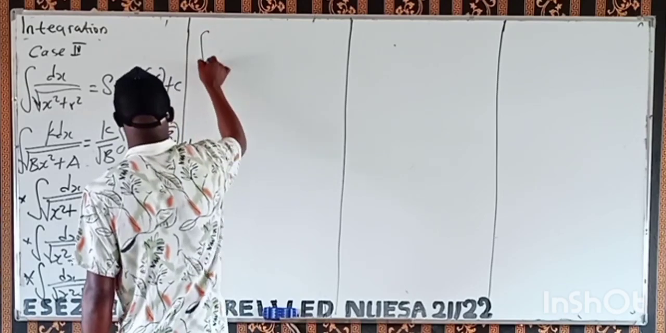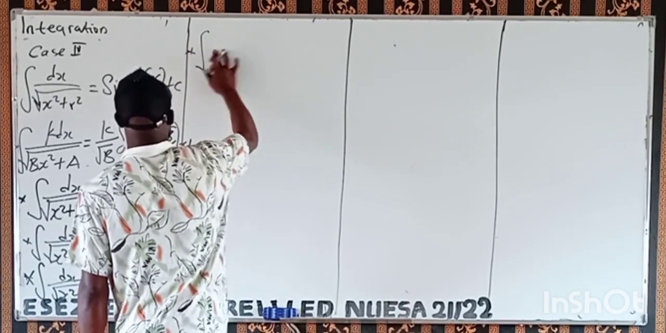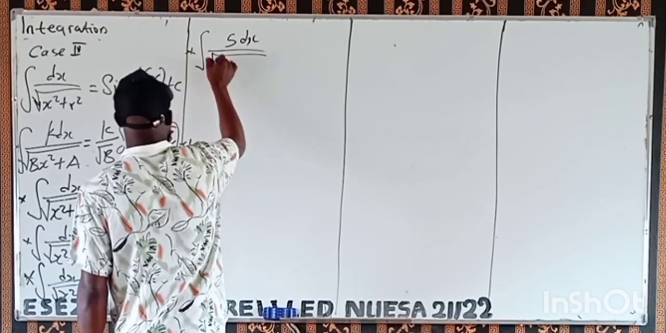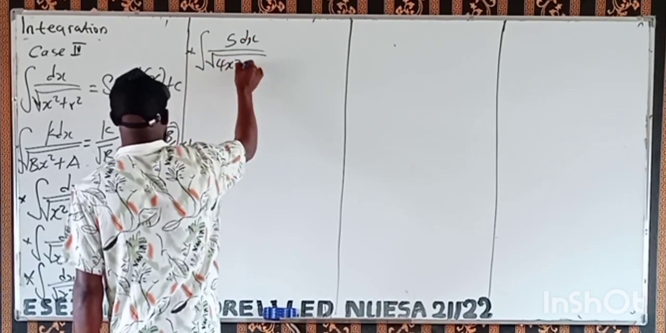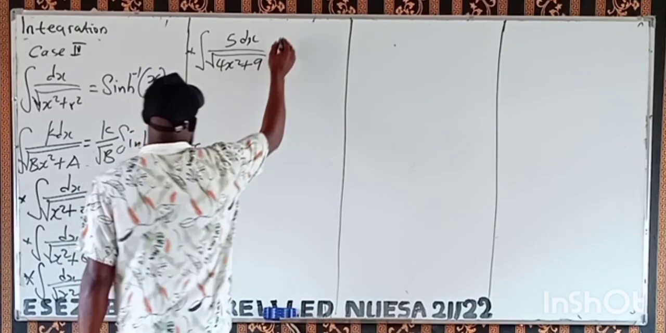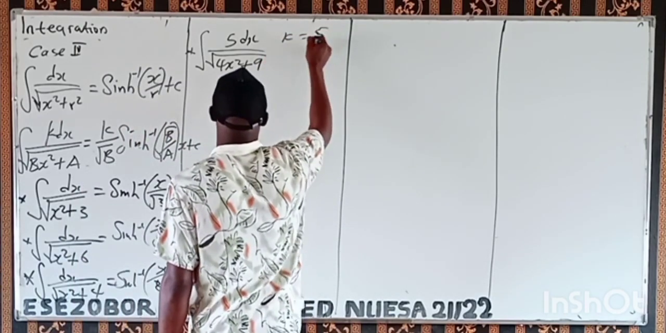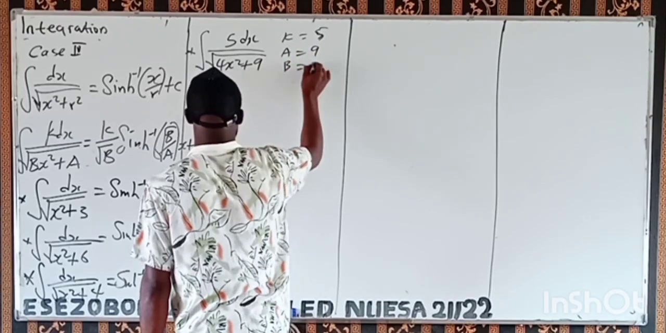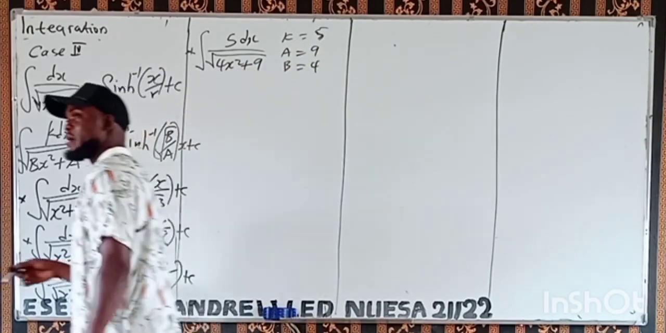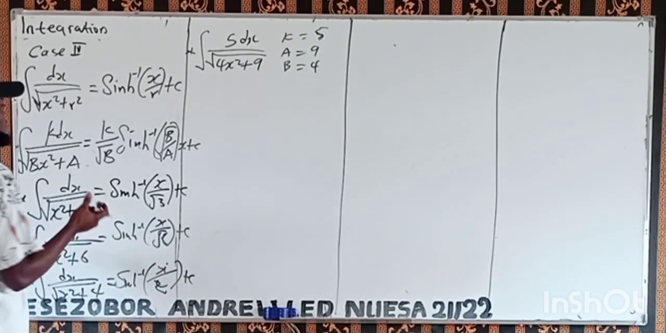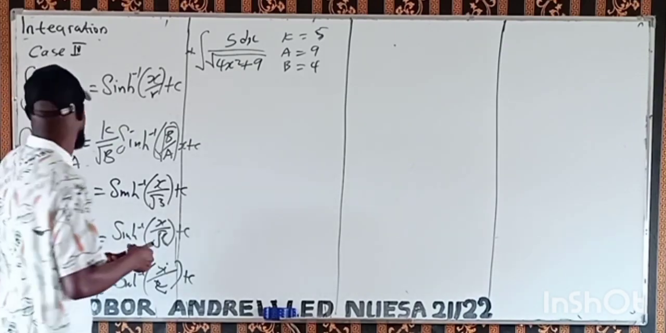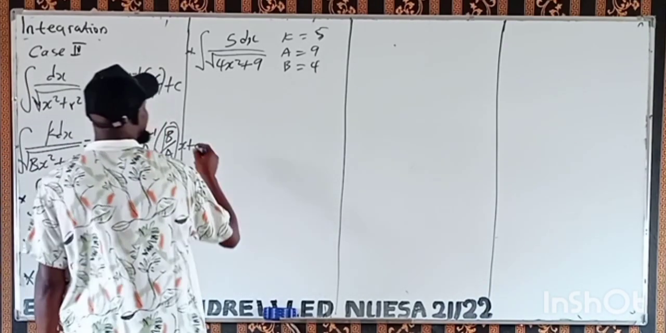Now let's say we have the integral of 5 dx all over the square root of 4s squared plus 9. In this one, our k is 5, our a is 9, and b is 4. Everything is still the same thing. That's why I will not do this one much. I will just do it later, then I will go to the next thing I have in my agenda.